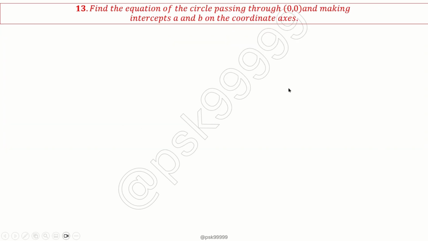Find the equation of the circle passing through (0, 0) and making intercepts a, b on the coordinate axes. Again, you see three clues are given. One is passing through (0, 0). The x-intercept is a, which means it is passing through (a, 0), and the y-intercept is b, which means (0, b) also. So three equations they have given inherently, right?